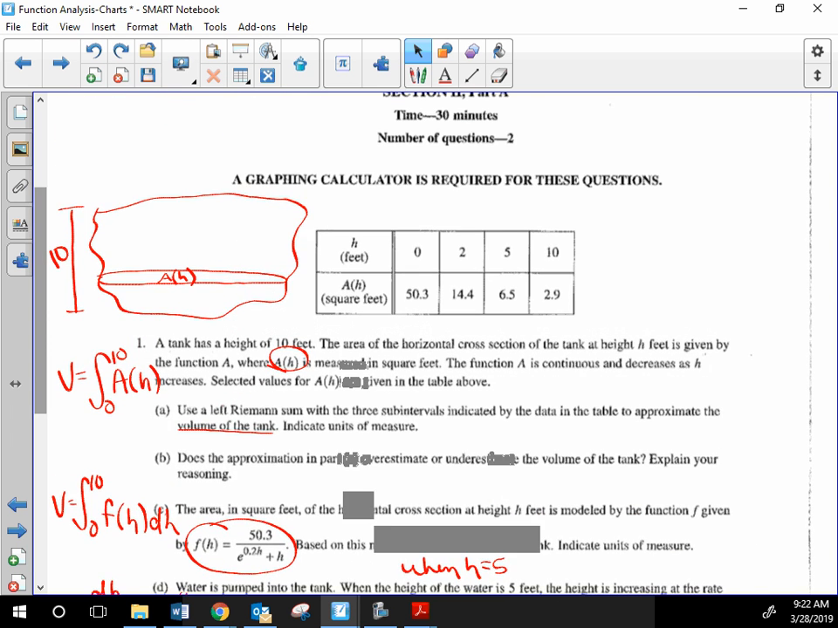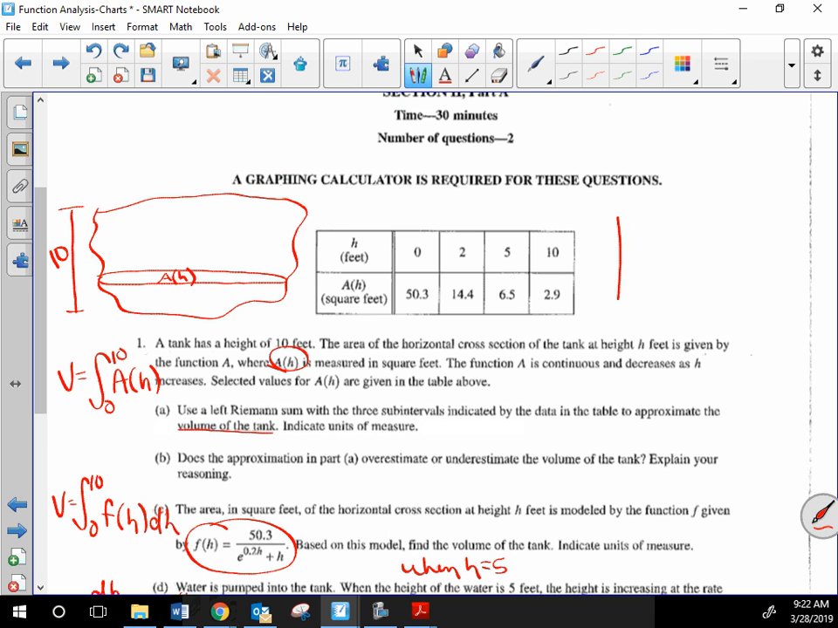Okay, so my left Riemann sum, I'm looking on my graph, we've got 0, we've got 2, we've got 5, we've got 10. So I want my left Riemann sum to be at the height at 0, at height 2, and at height 5. So I'm doing this guy. Okay, so I'm using left, left, left. So it's going to be that width times my height.